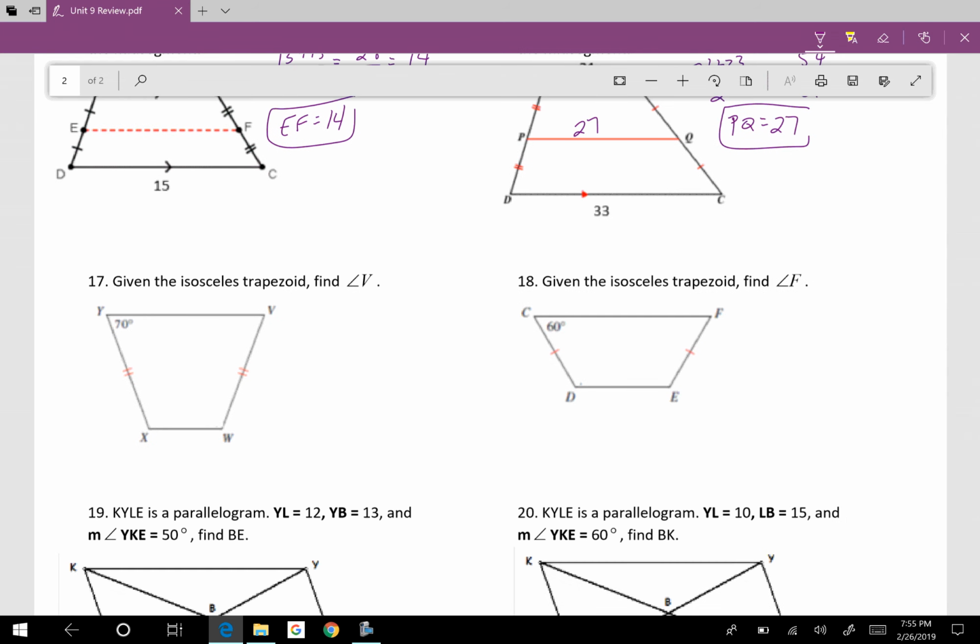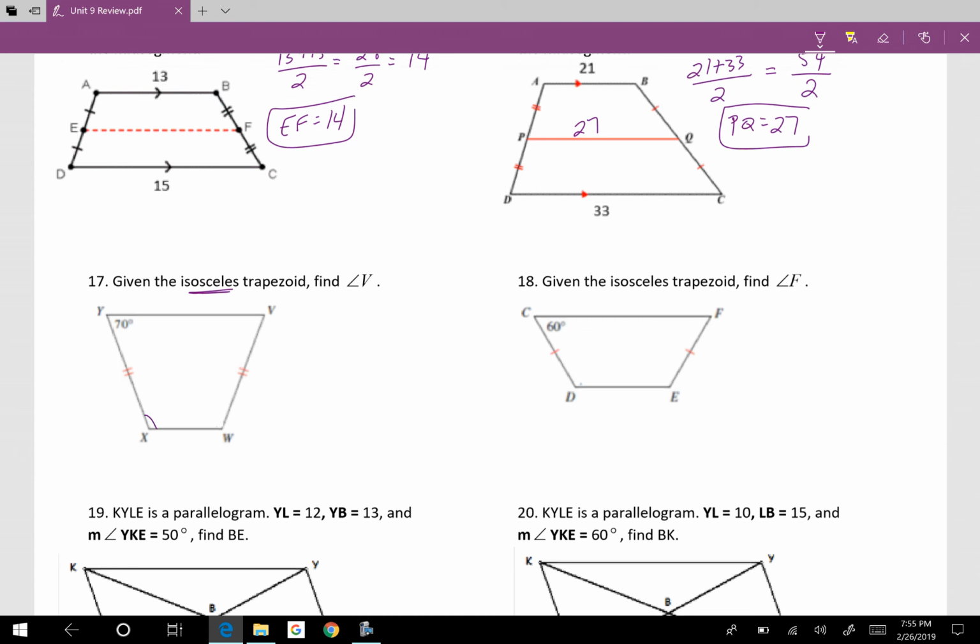Okay, number 17. Given the isosceles trapezoid, find the measure of angle V. Okay, remember on your isosceles trapezoid, these two angles are congruent and your bottom two angles are congruent. So we have angle Y, so that's going to be congruent to angle V. So angle Y is congruent to angle V. So therefore angle V is 70, just like angle Y.